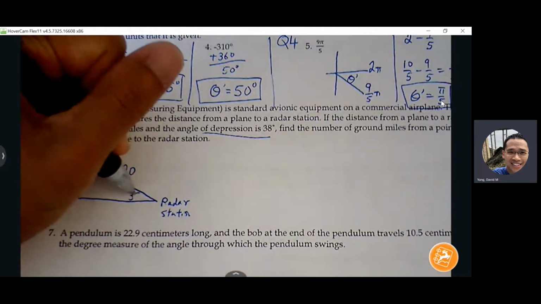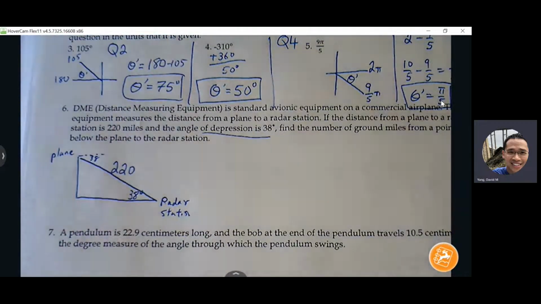So it's confusing because it would be easier if the problem just said the angle of elevation is 38 degrees from the radar station, but it's saying it's from the plane's perspective. But you're just always going to put it in the same spot. If you draw a triangle this way, it's going to be the same spot as angle of elevation. So don't let that angle of depression throw you off.